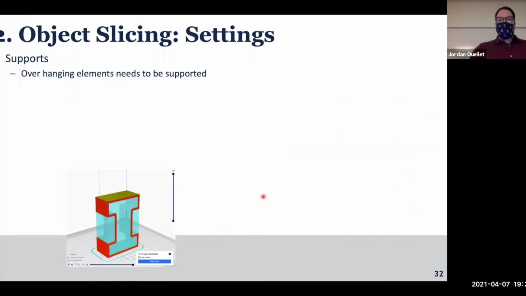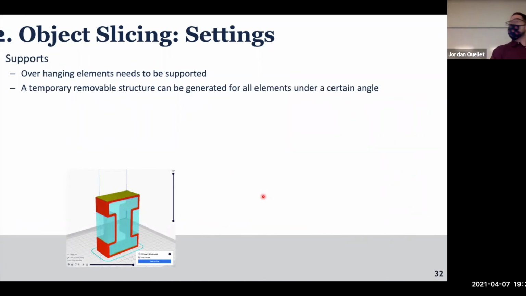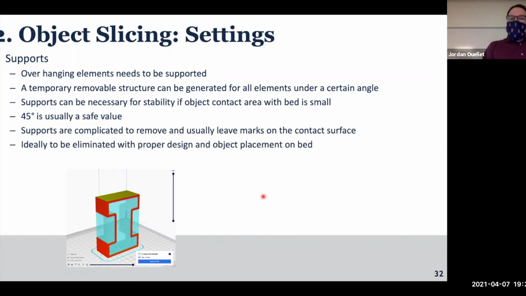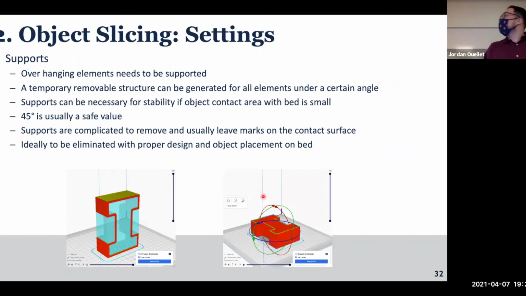Supports, like I showed, like Javier asked, it's a temporary structure. We see in blue there. You can dissolve it if you use proper filaments, but usually it's just a structure you remove from the part afterwards. It helps for good stability if you print a sphere, for example. 45 degrees is usually a safe value to put support. So if you have an overhanging part at 45 degrees and above or lower, you want to have supports to hold that up. They're complicated to remove. Ideally, you want to eliminate them, like I showed, by having a good placement on your bed.